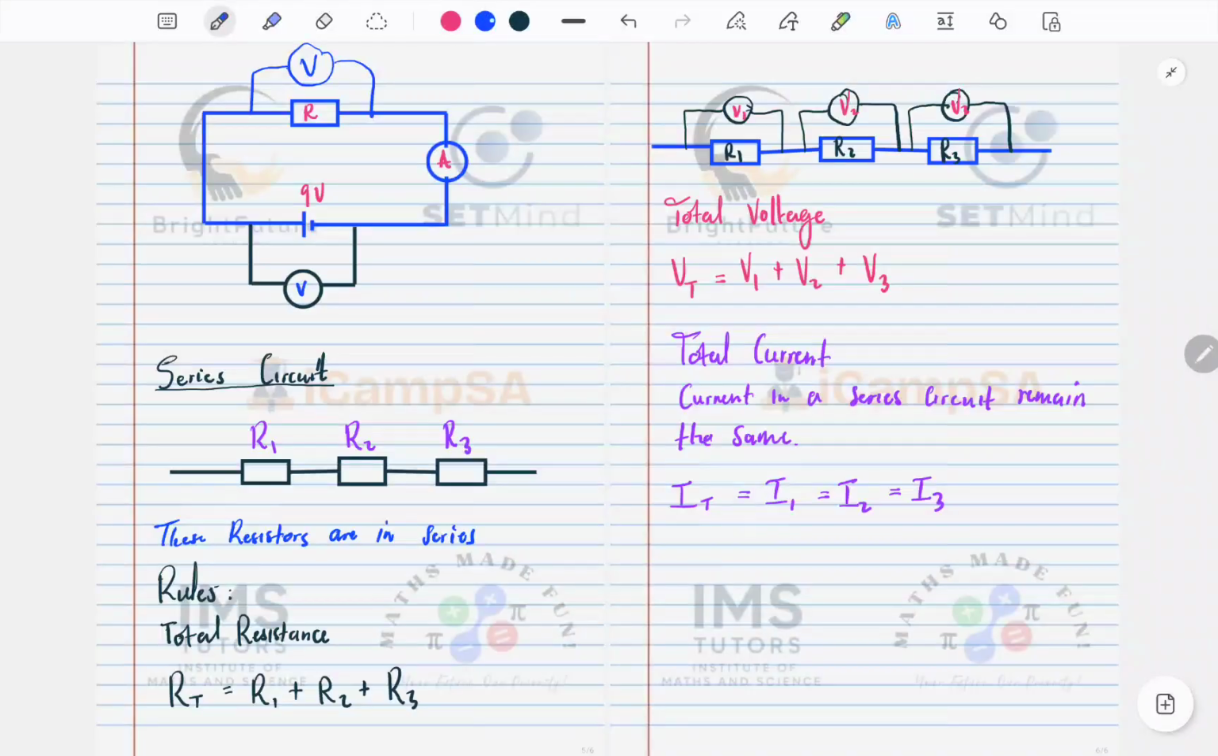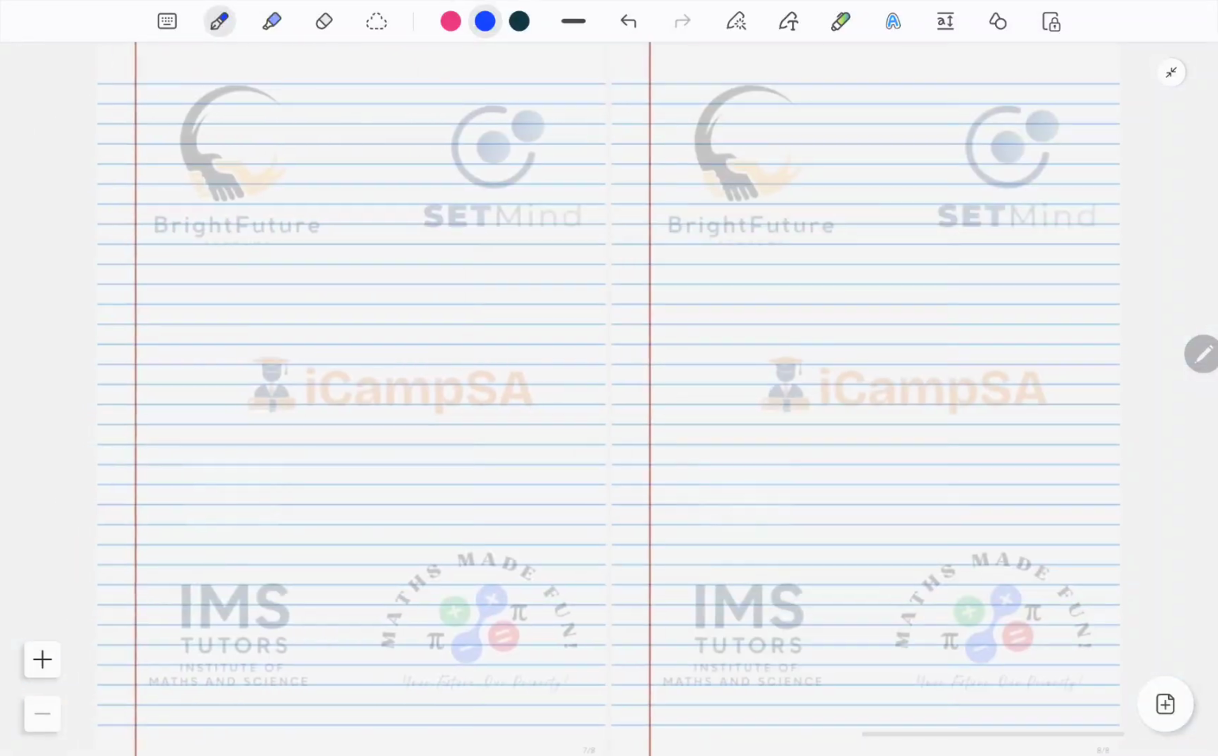Right, so it remains the same, but voltage is divided, right? Hence we had to add it. It's divided. So if we had 9 volts here, if we had 2 resistors, then this voltage would be divided across these 2 resistors. Okay, so let me do an example on this other side.